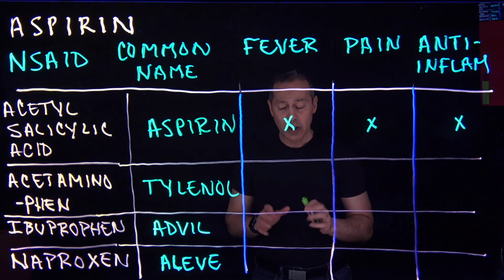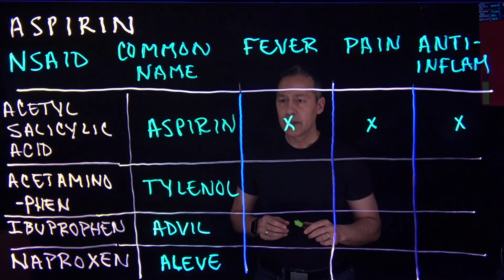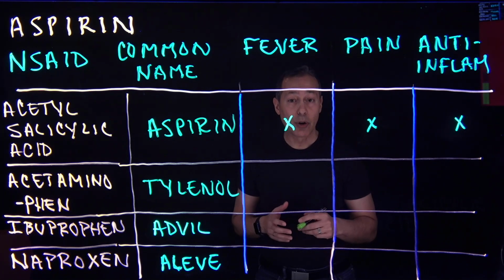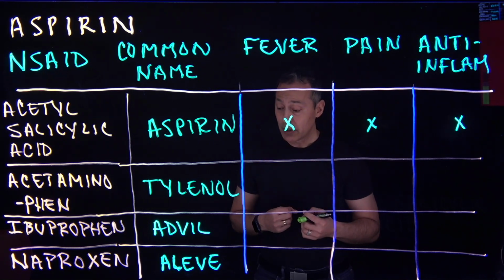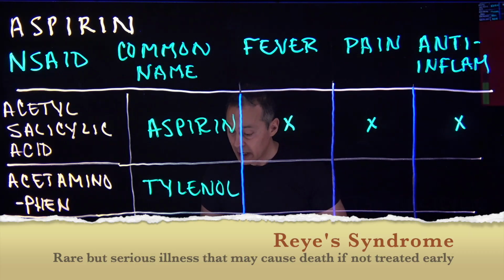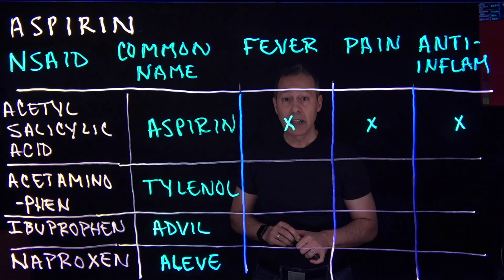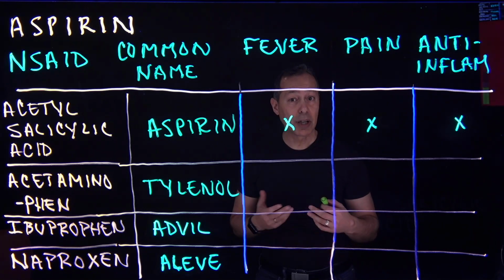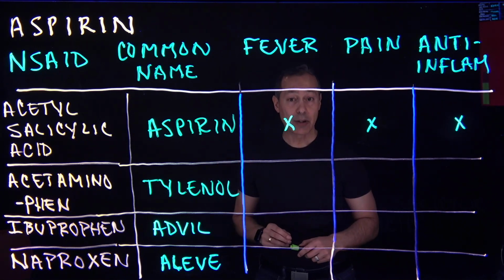it also has a curious negative effect to it, and that is young people, children and teenagers who have had chicken pox or have influenza might encounter or run into something called Reye's syndrome. Reye's syndrome is an illness that can be fatal, and so it's recommended that if you have chicken pox or you have influenza type symptoms and you're young, you should probably not take aspirin.